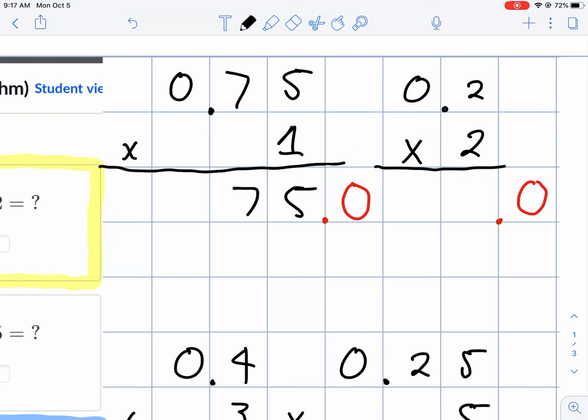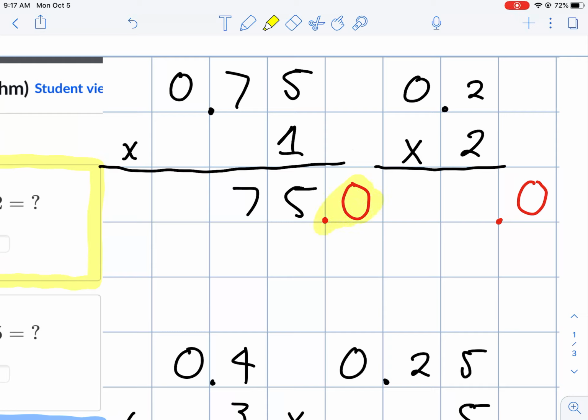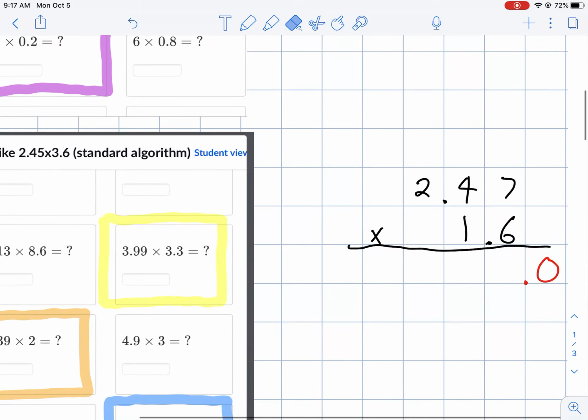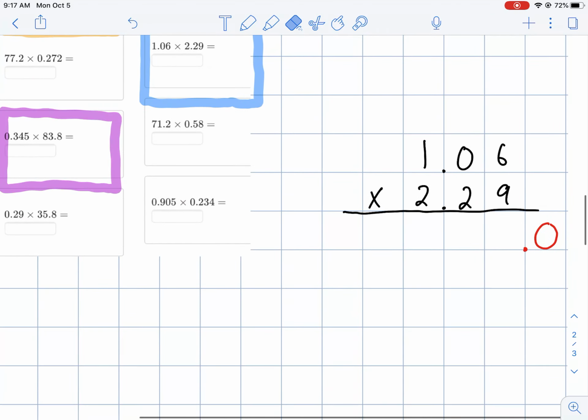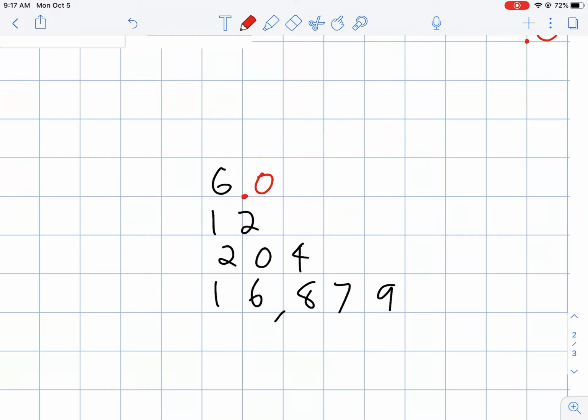It is important for us to start understanding that there's always a 0.0 at the end. I will erase those as I use them or need to, but understand that any whole number that you look at, 6, 12, 204, 16,879, these all have on them in existence a 0.0 at the end.